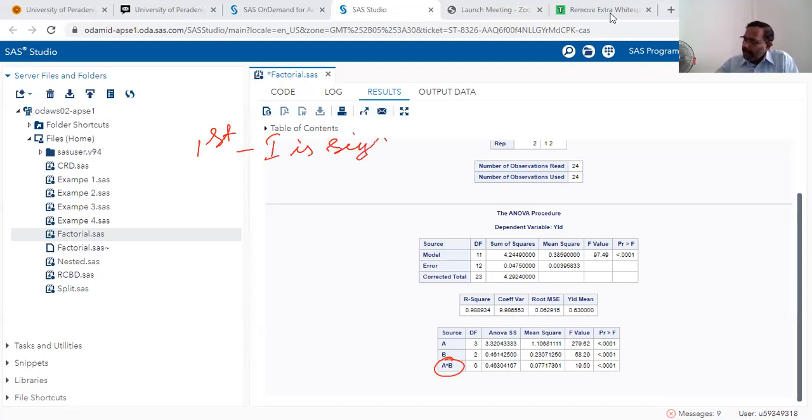If the interaction is significant, write down your notes: if the interaction is significant, then we don't look at main effects. We don't look at main effects if the interaction is significant. Suppose the interaction is not significant.